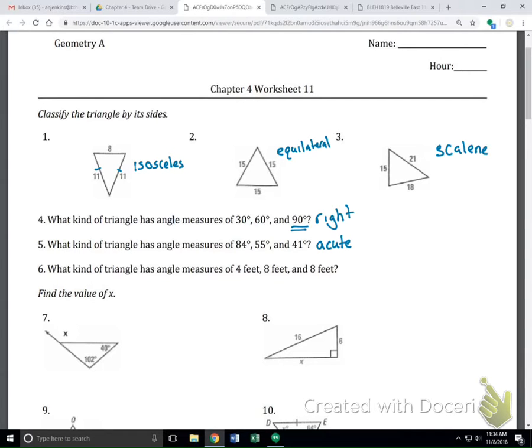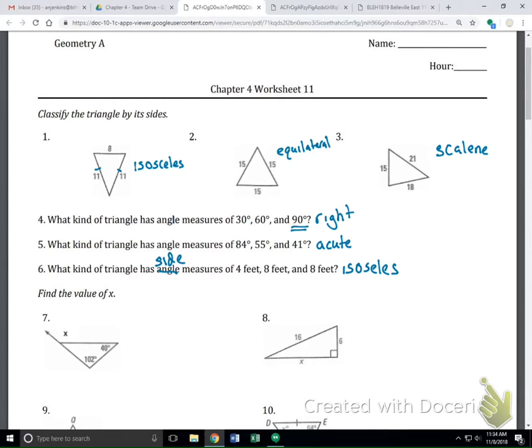Okay, our last one says angle measures. Let's do sides. So it has side measures of 4 feet, 8 feet, 8 feet. So what type of triangle is this? Isosceles. Okay, and then our next one, number 7.